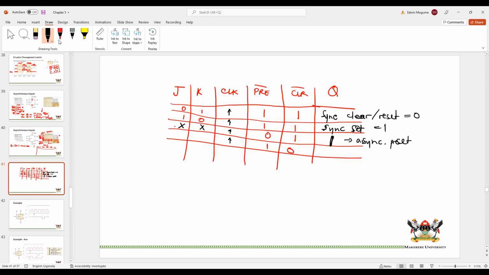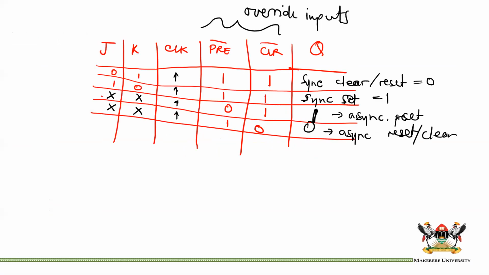And if they clear these two, we said they are override inputs. Once they are active, they override the other ones, meaning the other ones do not matter. And so if you have a 1 and a 0 here, you are clearing, which is asynchronous reset or clear. And again, you have to realize that those are actually don't care states.